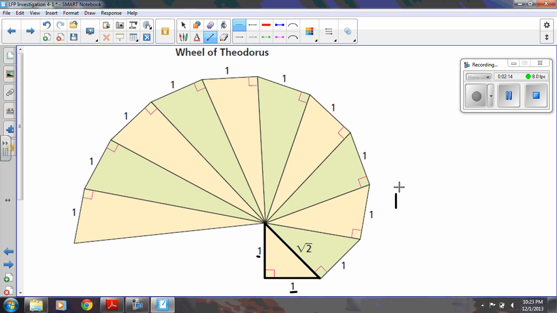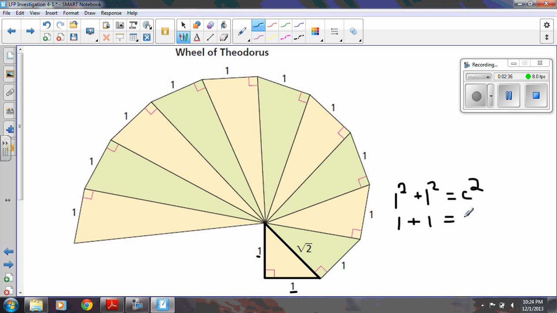So using the Pythagorean theorem, I have to use my marker, 1 squared plus 1 squared, a squared plus b squared, equals c squared. And we can solve this. 1 squared is 1 plus 1 equals c squared. And that's 2 equals c squared. Our last step is the square root of 2 equals c, or equals the length of the hypotenuse, which is what they have here.